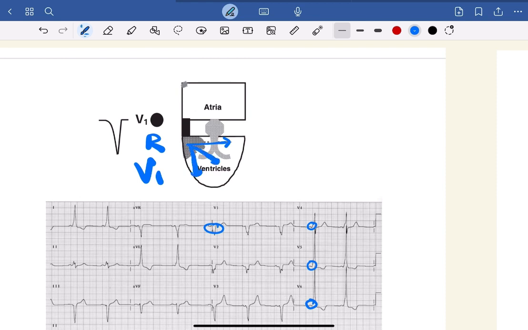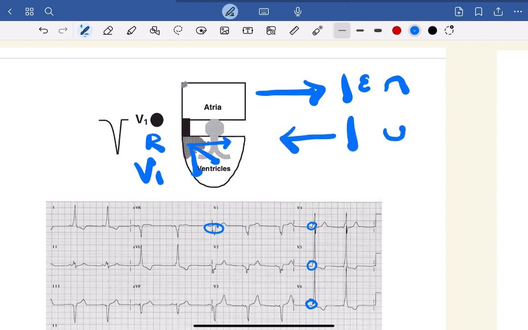So it is going away from the V1. One basic thing I want you to remember is, let's suppose this is your electrode: if the current goes towards the electrode, it is perceived as a positive deflection, that is a positive wave. If the current goes away from the electrode, it is perceived as a negative wave. So in this case, the pre-excited ventricle current is traveling in all directions away from the V1. So here it is perceived as negative. So you get a negative delta wave. Okay, so negative delta wave.